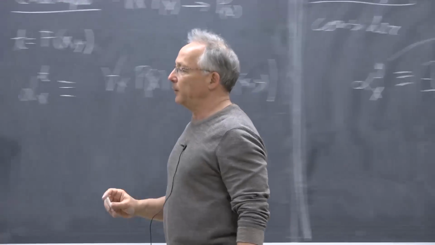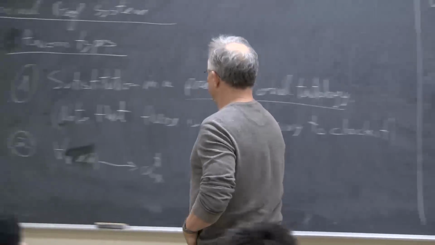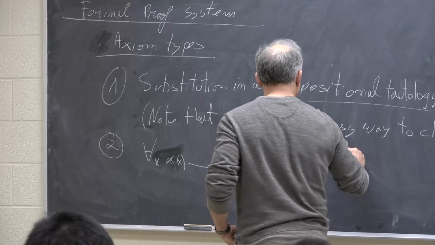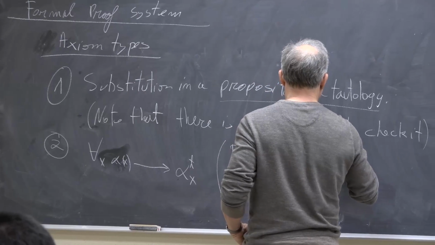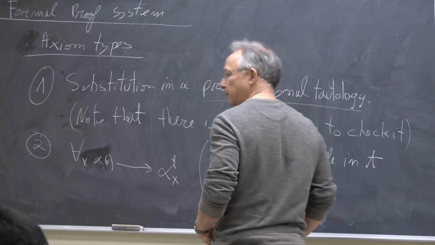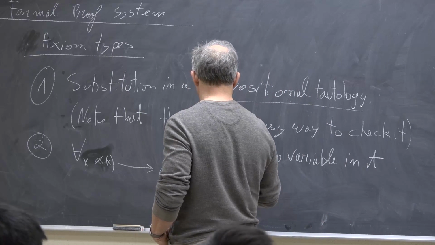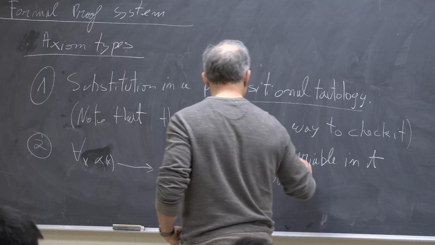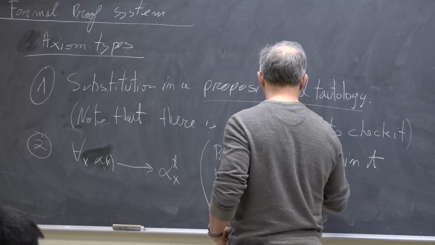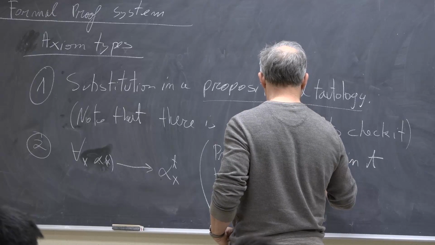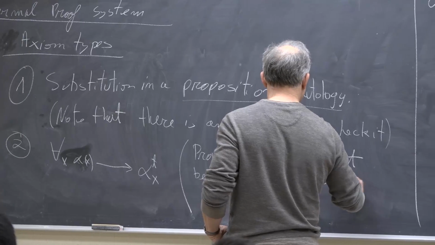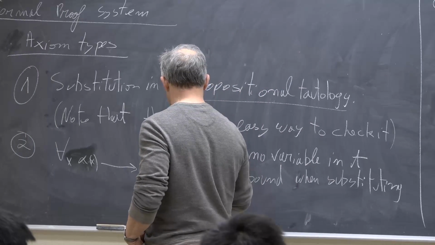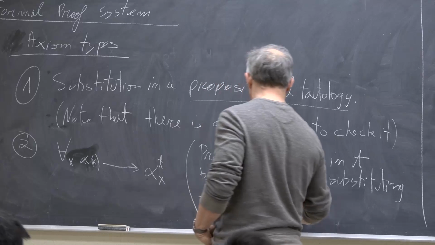So when we write this as an axiom, we have to make sure that we have here a caveat, provided no variable in the term T becomes bound when substituting T for X in alpha.